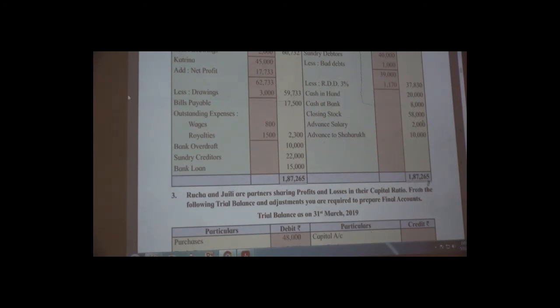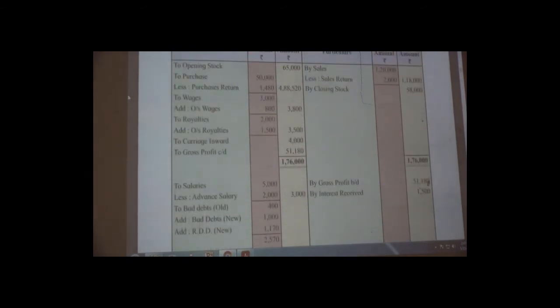Okay. Then see, in that second adjustment, the second expenditure is wages. So you will have to do the same thing just like royalties. Firstly, add the outstanding amount to wages. That is, the wages amount is 3,000 plus the outstanding amount of 800. So the total amount in the outer column is 3,800. Earlier wages were 3,000. Now we have added the outstanding, so total wages are 3,800.